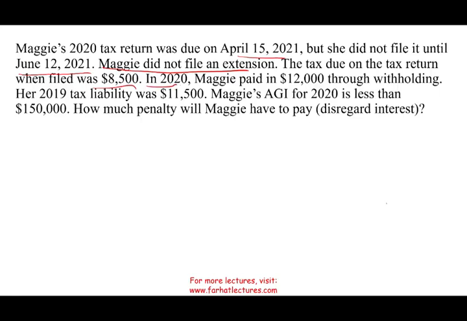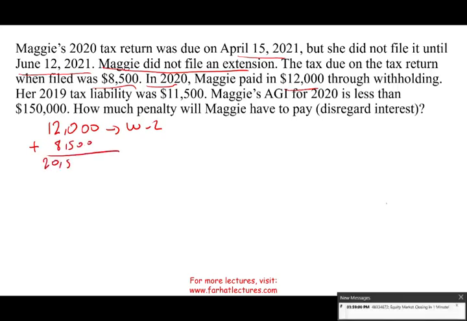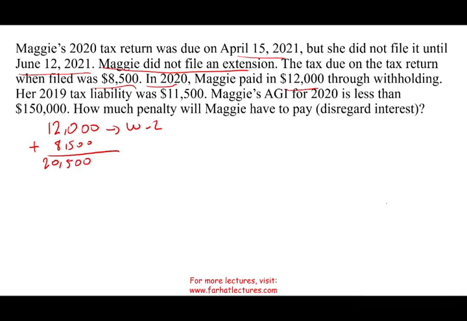In 2020, Maggie paid $12,000 through withholding. What does that mean? It means she paid from her W-2. Her W-2 showed $12,000 of withholding. Then she paid $8,500 when she filed the return. What does that mean? It means her total tax bill was $20,500. Her tax liability was $11,500 the prior year. So for the prior year, her tax liability was $11,500. For 2020, it was $20,500. Maggie's AGI is less than $150,000.